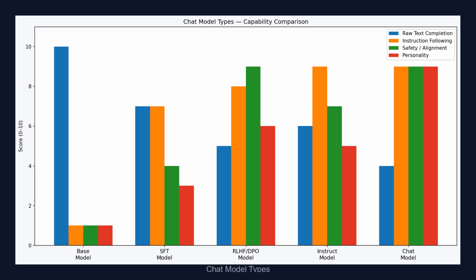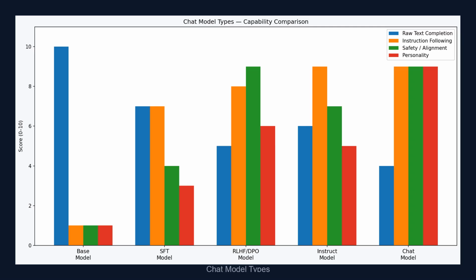This capability comparison chart shows something important. The differences between model types aren't uniform across all dimensions. The base model scores well on raw text completion. That's literally what it was trained for. But across instruction following, safety and alignment, and personality, it falls far behind the trained variants.